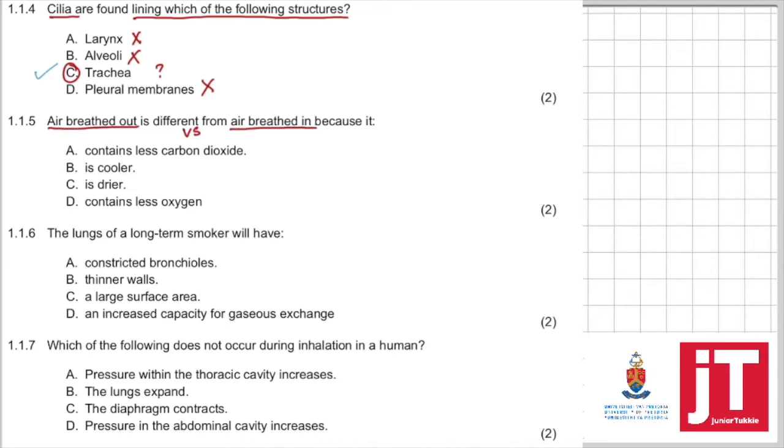1.1.5, air breathed out is different from air breathed in because. So now we're looking at the composition of air in inhalation versus the composition of the air that's being exhaled.